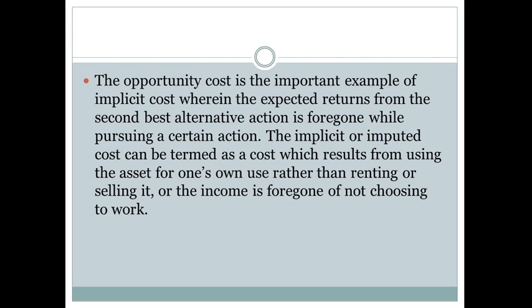The implicit or imputed cost can be termed as a cost which results from using one's own assets for one's own use rather than renting or selling them, or the income foregone by not choosing to work. Suppose I have an asset and that asset is being demanded for rent, but instead of giving it on rent, I am using that asset for myself. So whatever rent I have foregone, that type of cost is treated as an implicit cost. These implicit costs are not recorded in any of the books of accounts.